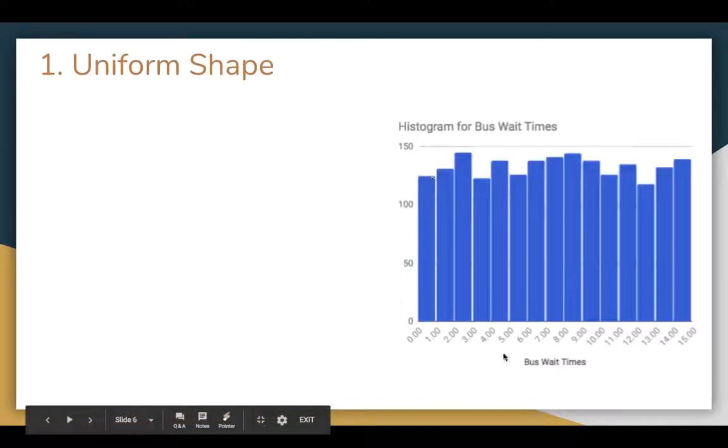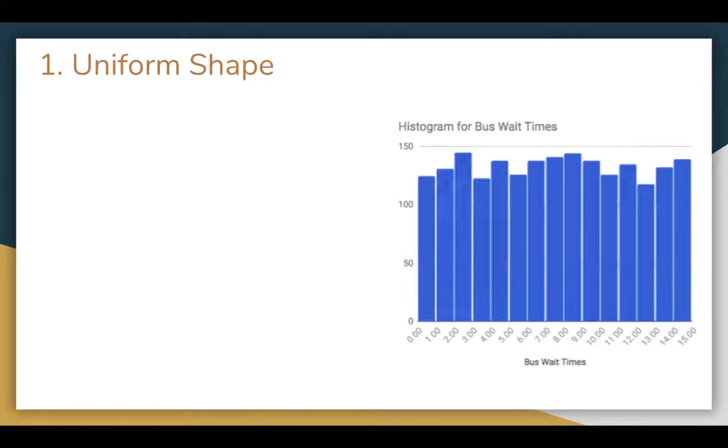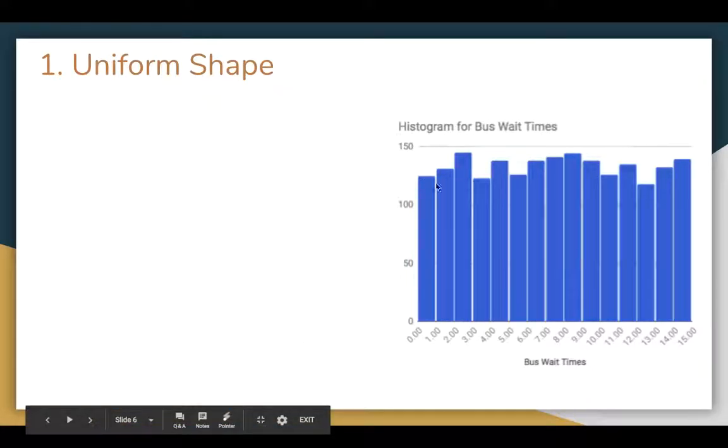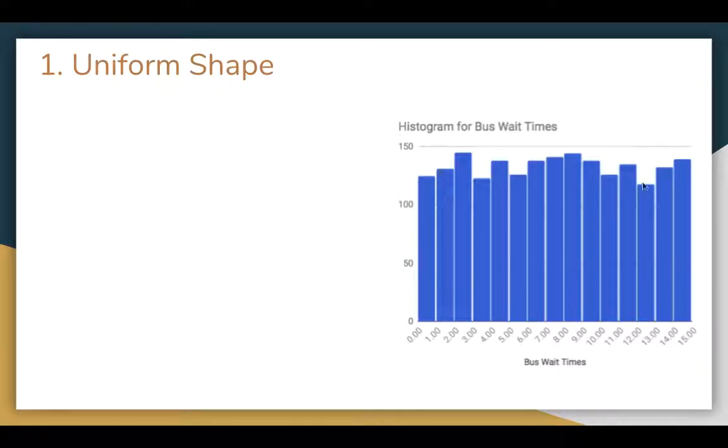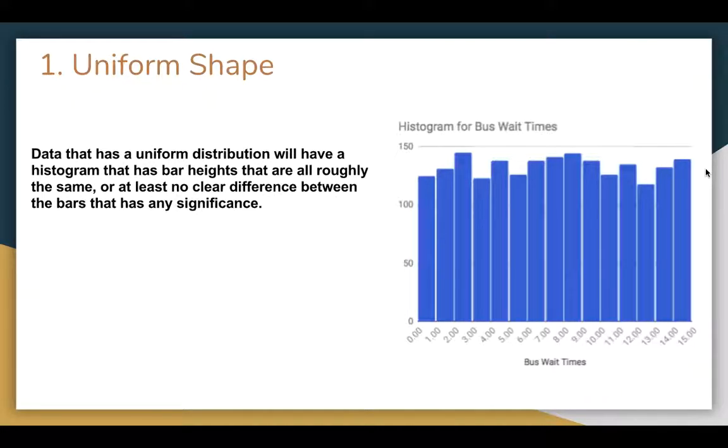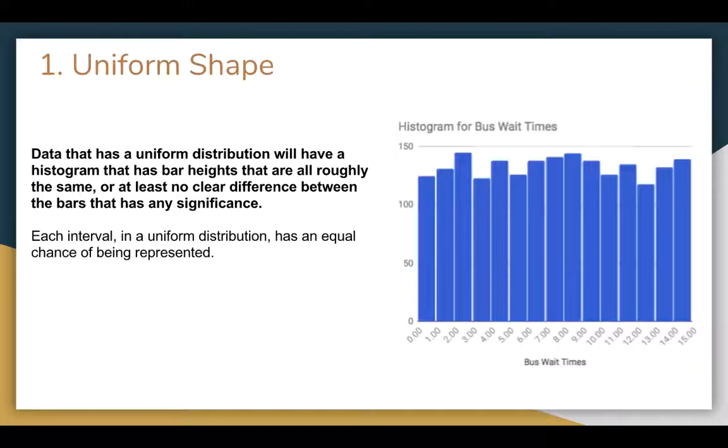The decisions you make in the morning going up to the bus aren't impacted by it, which is a reasonable expectation because it comes so often that you just get there when you get there and you catch the next bus. That means anybody would be just as likely to wait 0 to 1 minutes as they would be to wait 14 to 15. So roughly all the bars are the same height, with no clear difference. That's a uniform distribution. Each interval has an equal chance of being represented, so it's kind of random, and every interval can randomly come up.